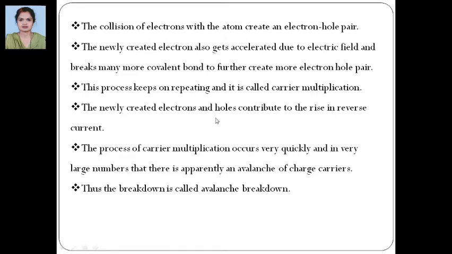These newly created electron-hole pairs contribute to the rise in the reverse current. This process of carrier multiplication occurs so quickly and in such large numbers that it is apparently an avalanche of charge carriers. The breakdown is called the avalanche breakdown.